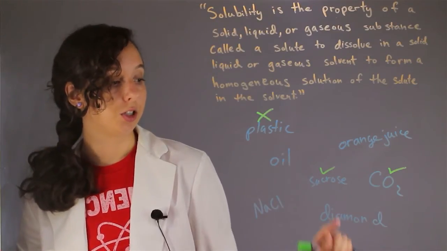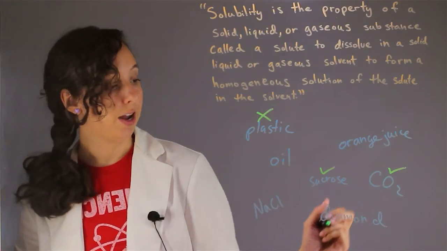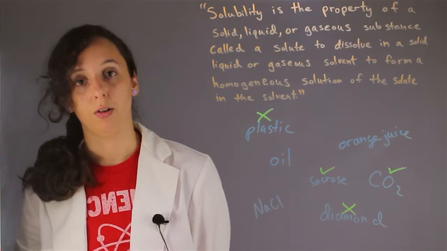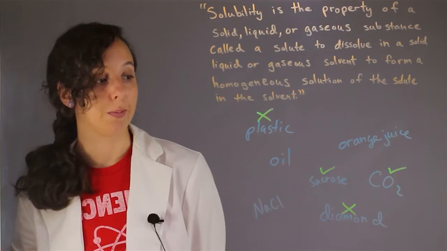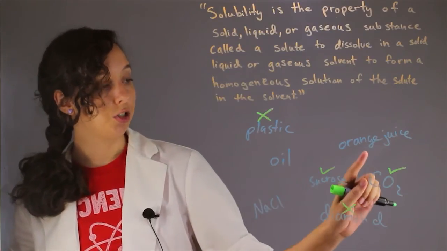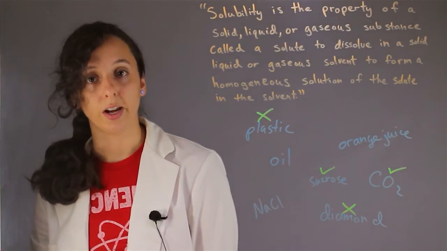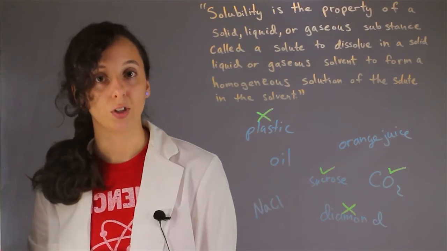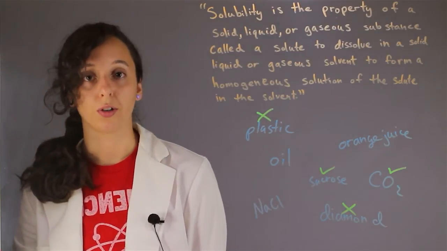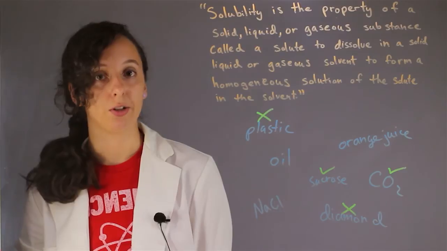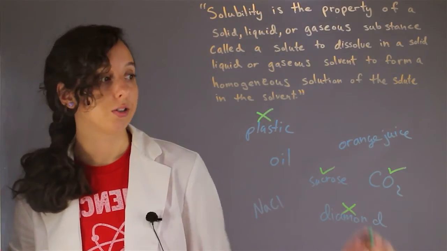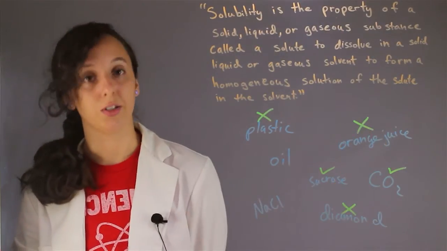Moving along, let's go to a diamond. Oh my gosh, I hope not. Diamonds are not soluble in water. You cannot ruin your diamond by putting it in a cup of water. Moving on to orange juice. So orange juice is interesting because maybe we'd want to say yes, but if we remember, orange juice also has pulp, and pulp, no matter how much you stir, does not go into water. So orange juice is not soluble.